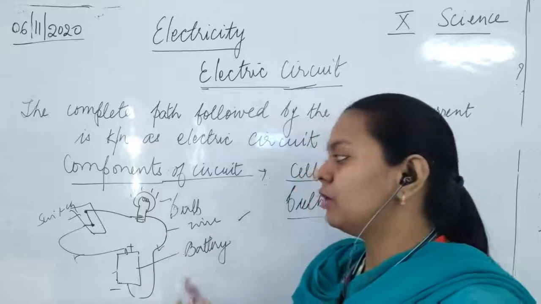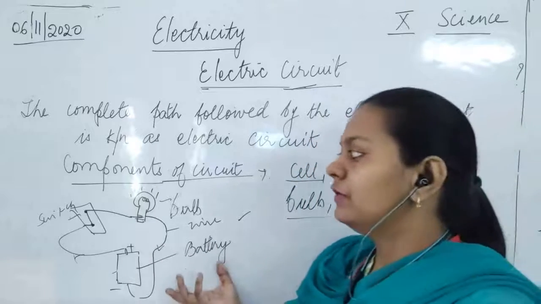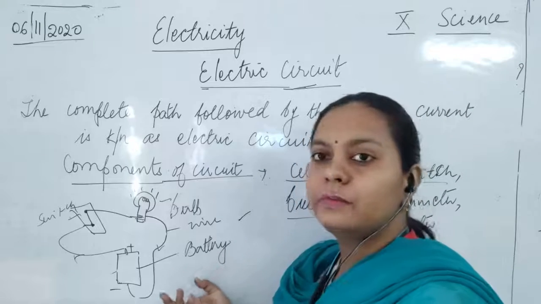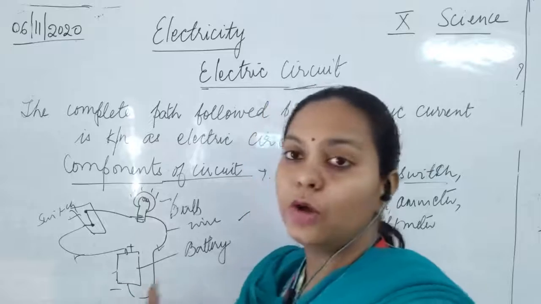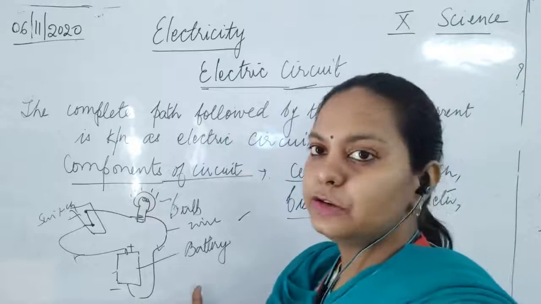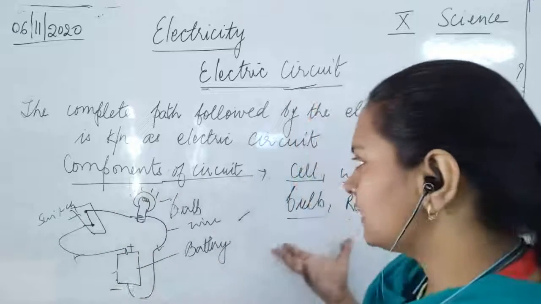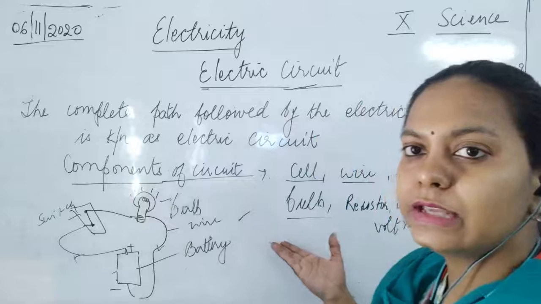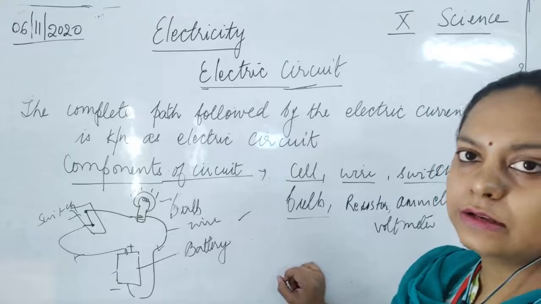Now if you add more components in between, electric current will flow through all of them too. So we can say that the pathway, the route followed by the electric current when it is flowing, is said to be a circuit. What are the components of a circuit? Components of a circuit are those materials which are required for making a circuit.